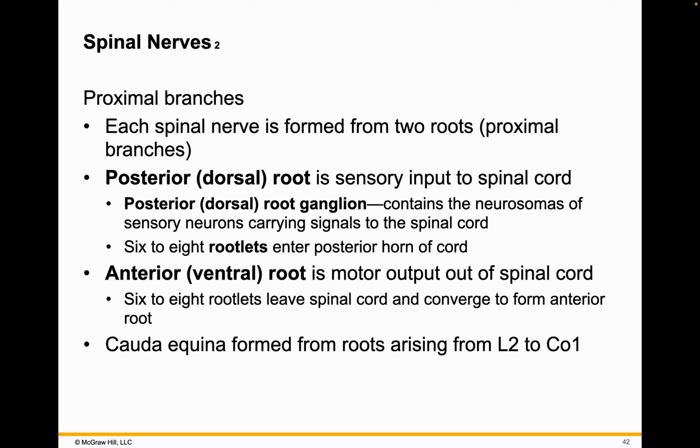The anterior or ventral root is the motor output side of the spinal cord. There are 6 to 8 rootlets that leave the spinal cord and converge to form the anterior root. And then this structure is formed into the cauda equina from roots L2 to coccygeal 1.